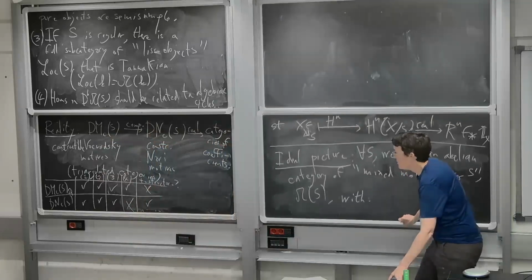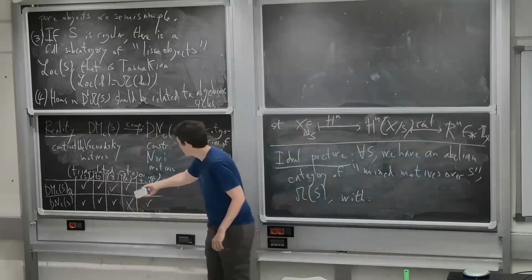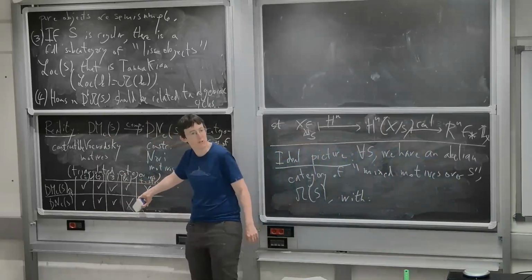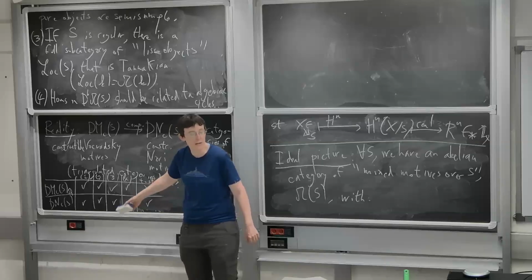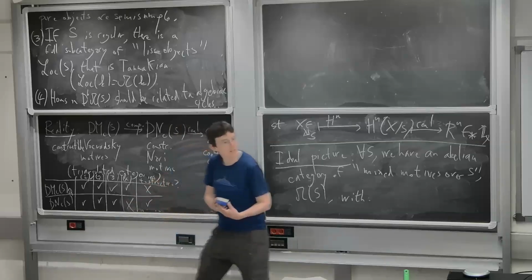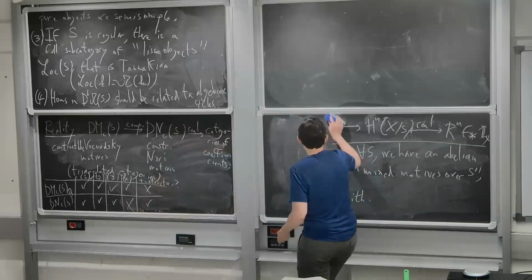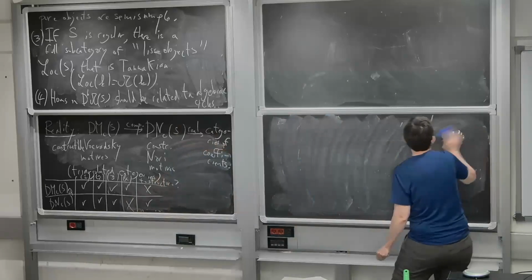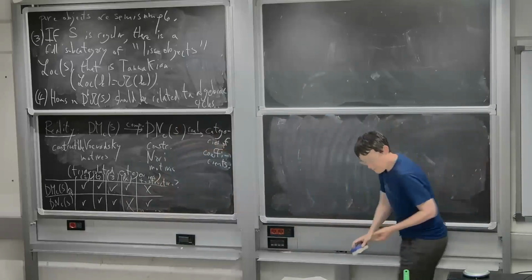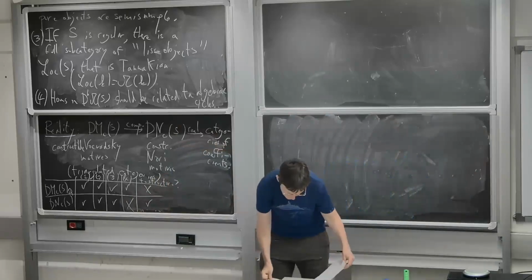I'm glossing over it, but this is a really big problem in Nori motives: you really do not know how to calculate extension groups. Maybe you will understand why if I show you the definition, so maybe I should give some definitions.